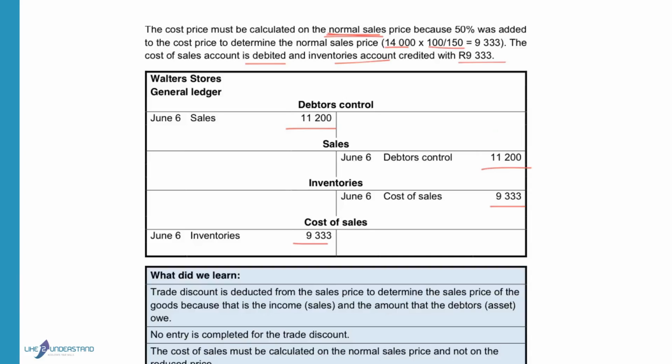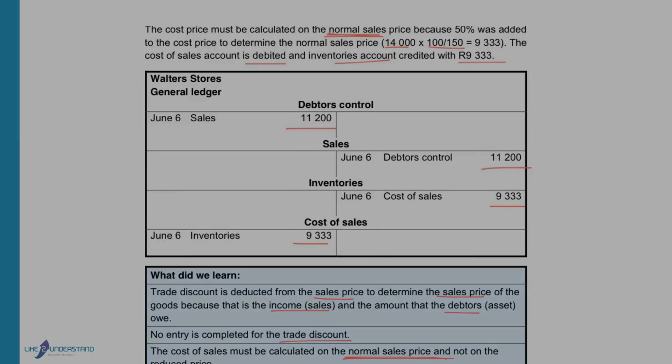What did we learn? Trade discount must be deducted from the sales price to determine the actual sales price of the goods after the trade discount was deducted, because then we determine what is the income out of sales and what is the amount that the debtors owe to the business. No entry must be completed for the trade discount. The cost of sales must be calculated on the normal sales price and not on the reduced price.